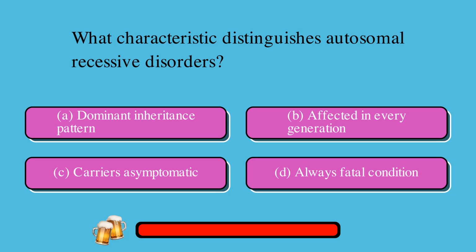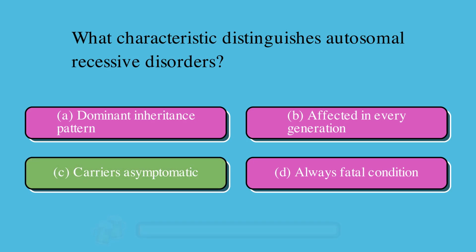What characteristic distinguishes autosomal recessive disorders? A. Dominant inheritance pattern, or B. Affected in every generation, or C. Carriers asymptomatic, or D. Always fatal condition. The correct answer is C. Carriers asymptomatic.